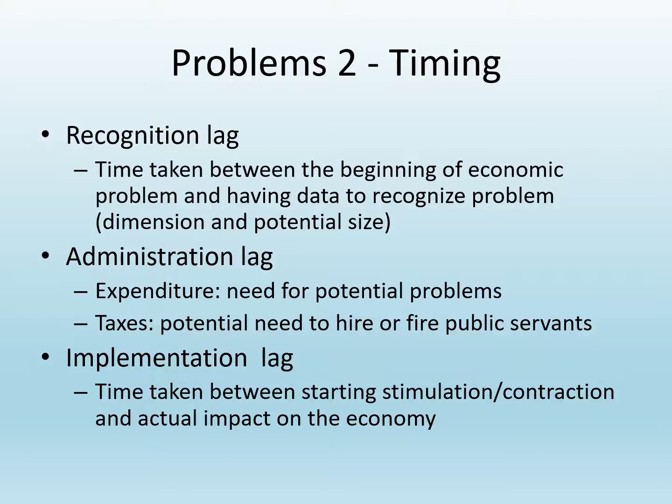So the combination of these three problems, the recognition, administration, and implementation lags, typically meant that where governments were fine-tuning, by the time period between a problem starting in the economy and the policy impact of the fine-tuning, the initial problem to the economy had often simply gone away, and the government actions became pro-cyclical rather than contra-cyclical. In other words, government actions were no longer stabilizing, they were destabilizing.